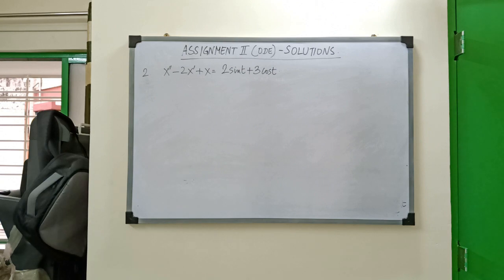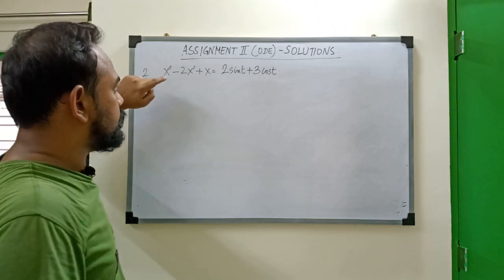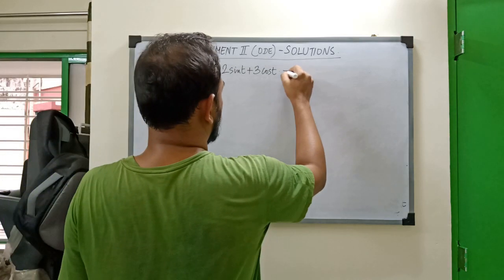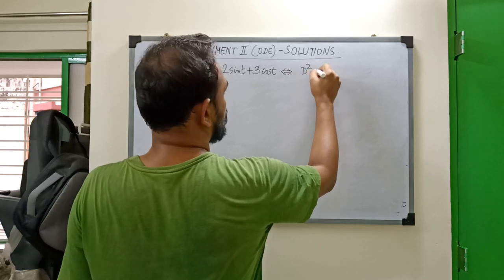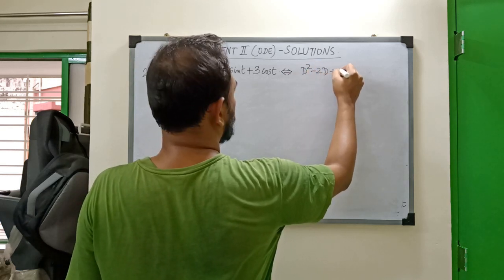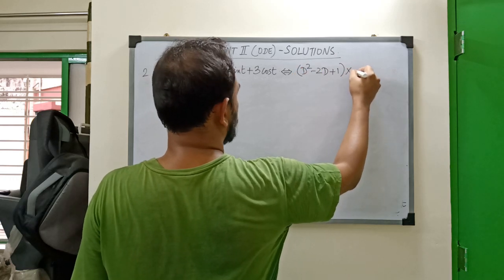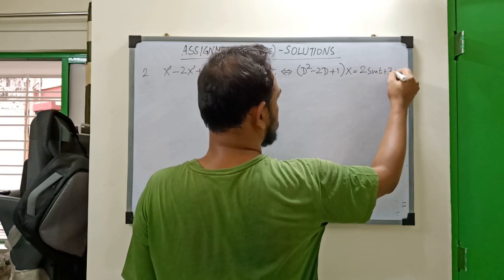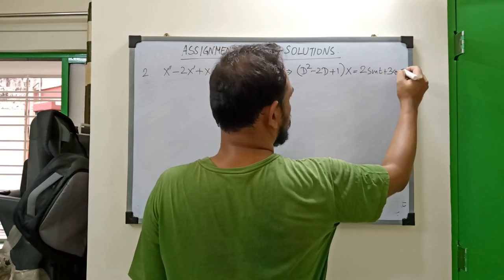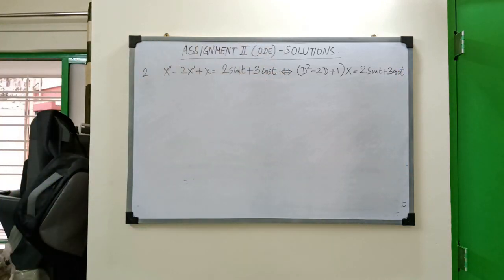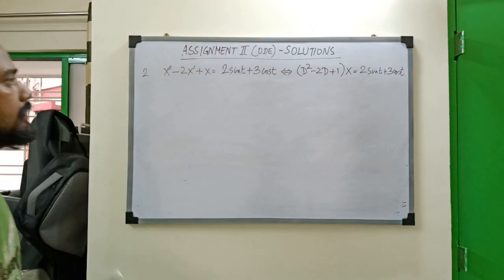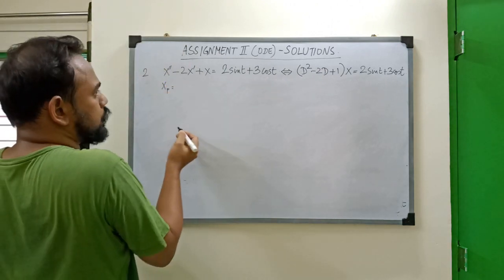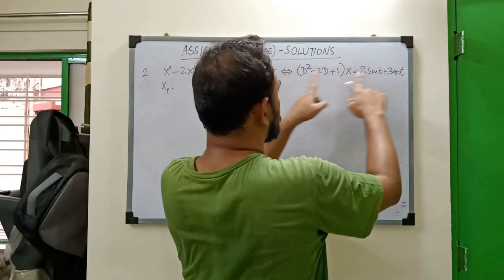Well, it's just an exercise. All you have to do is to implement what we learned in the first example. This really is another way of writing this, just (D square minus 2D plus 1) x equals 2 sine t plus 3 cosine t, okay? What do I do? The way I can find the particular solution is to act on the right hand side by the inverse of this.